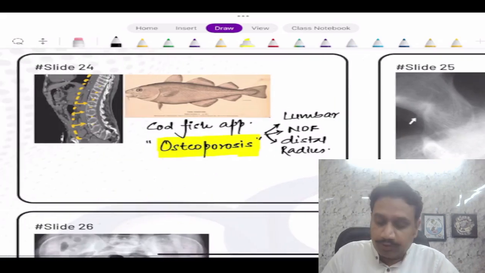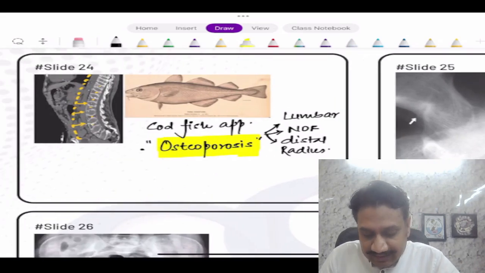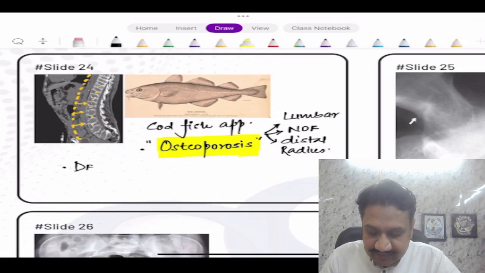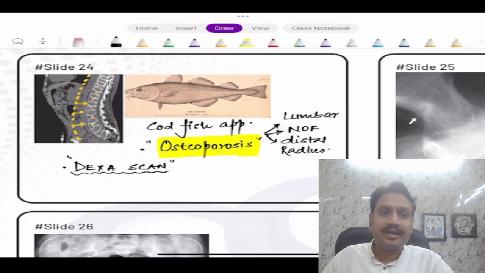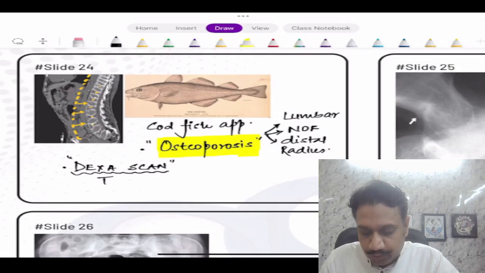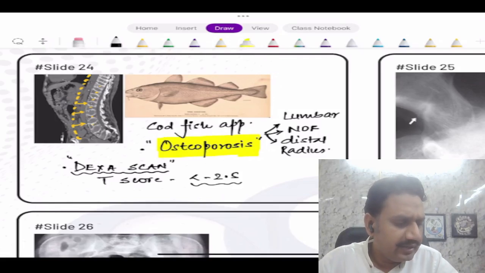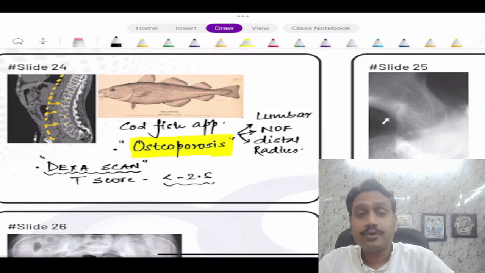Another important point about osteoporosis which I want to enlighten here is that the best way to diagnose osteoporosis will be the scanning of the bone mineral density. And what do we check there? We check for the DEXA scan, right? And what is a DEXA scan? DEXA is dual energy X-ray absorptiometry. And in that DEXA scan, what is the T score to call it osteoporosis? The T score will always be less than minus 2.5, right? To call it an osteoporotic bone, it has to be less than minus 2.5. So this is osteoporosis.